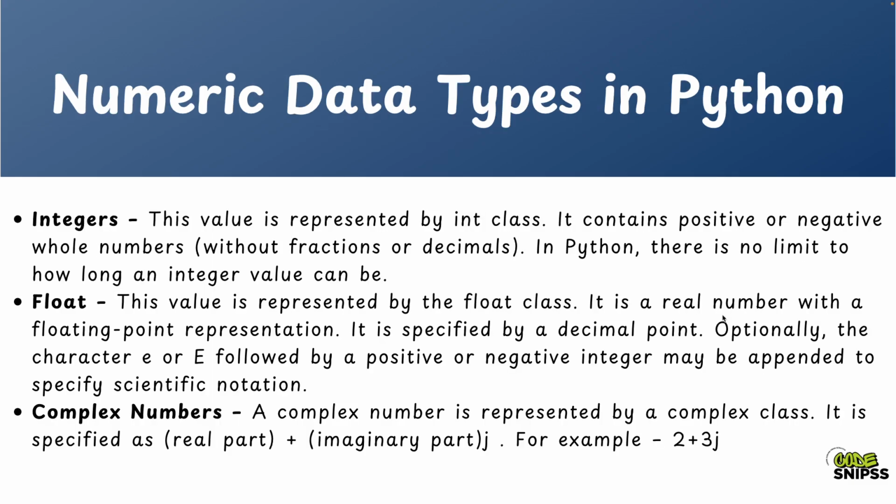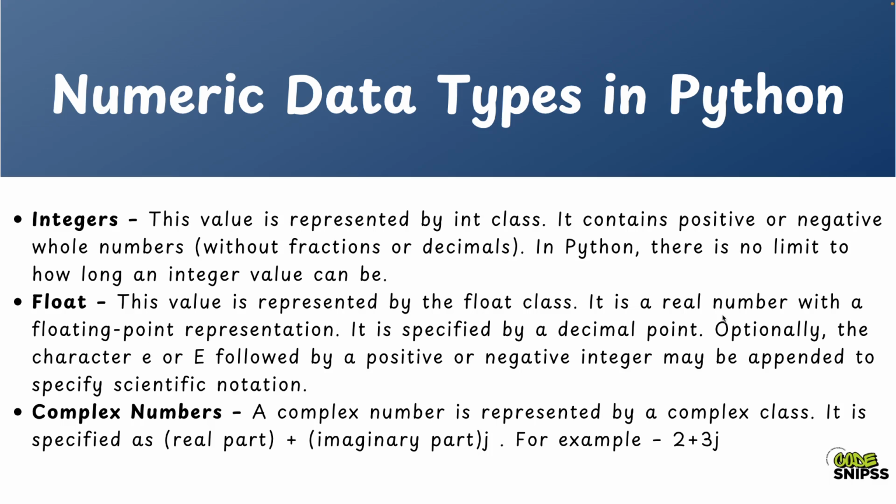So what are integers? An integer is represented by the int class, and it contains positive and negative whole numbers. Okay, like we can store numbers in integers, those numbers which are without any fraction or without any decimal. If we want to store something with a decimal, we will use float. Also, there is no limit to how long an integer value can be.